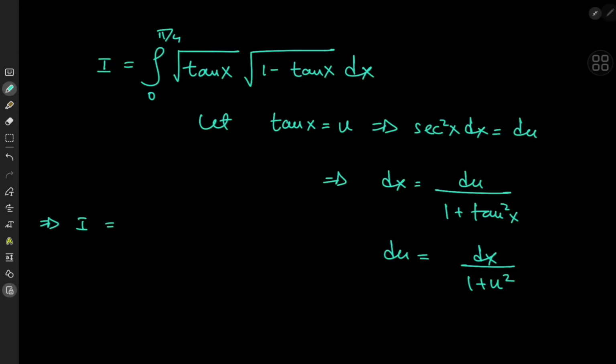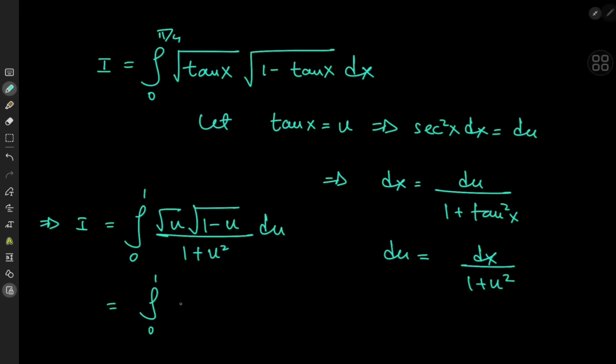So this implies that I in the u world is now the integral from 0 to 1 of root tangent x turns into root u times root 1 minus u divided by 1 plus u squared du. And we could write this as the integral from 0 to 1 of square root u minus u squared du divided by 1 plus u squared.